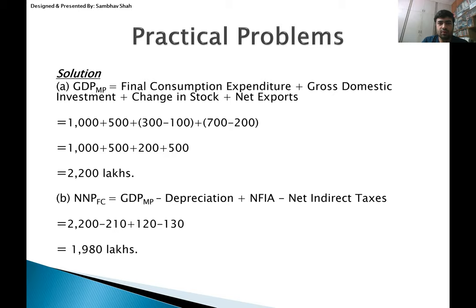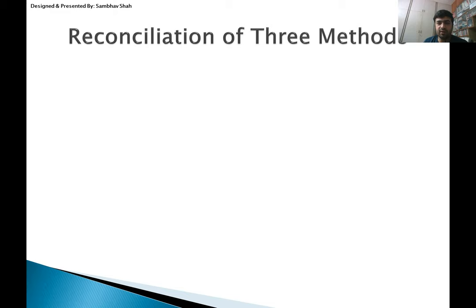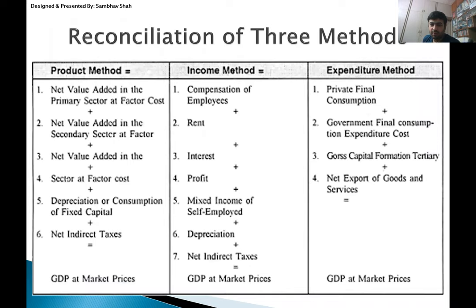The last part for today's lecture is a reconciliation of these three methods. We need to make sure we understand the three methods simultaneously: product method, income method, and expenditure method. The product method is a value-added method. The very first thing we learned is the income method. We talk about the income of everyone: compensation of employees, rent, interest, profit, mixed income of self-employed, plus depreciation, plus indirect taxes, and we arrive at GDP at MP. Up to mixed income of self-employed, what did you get? NDP at FC. What did you get?